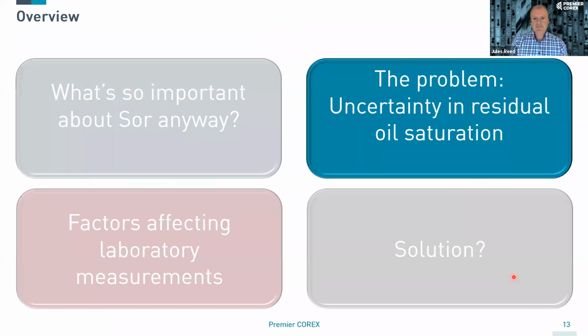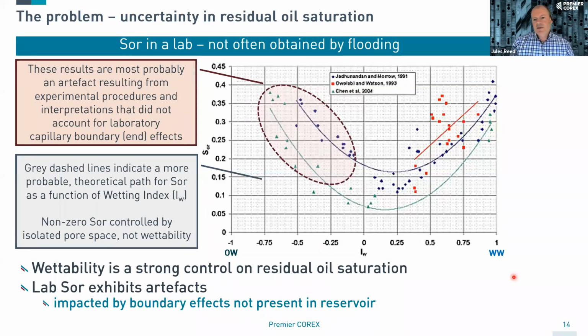Excuse me. So what is the problem? Where is the uncertainty, and what is its potential impact? Well, one of the issues is that the laboratory testing itself, the data itself, can be incorrect.